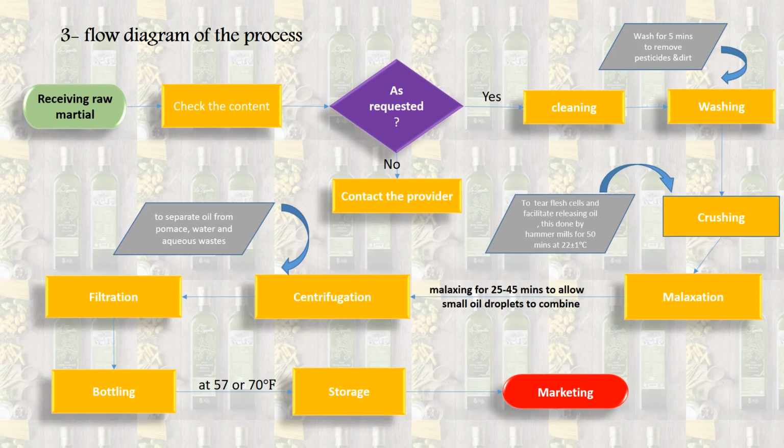Now let's take a look at the flow diagram of the process. First, receiving raw material, which here is ripe olive fruit. Then we check the content of the received material to see if it is as requested or not. If yes, we continue processing. If no, we contact the provider, inform them there is a problem, and give them back the whole material. Let's go back to if it's yes. We go to cleaning, and cleaning here means removal of the leaves, petioles, and parts of stem that may be found there. Next, we move to washing.